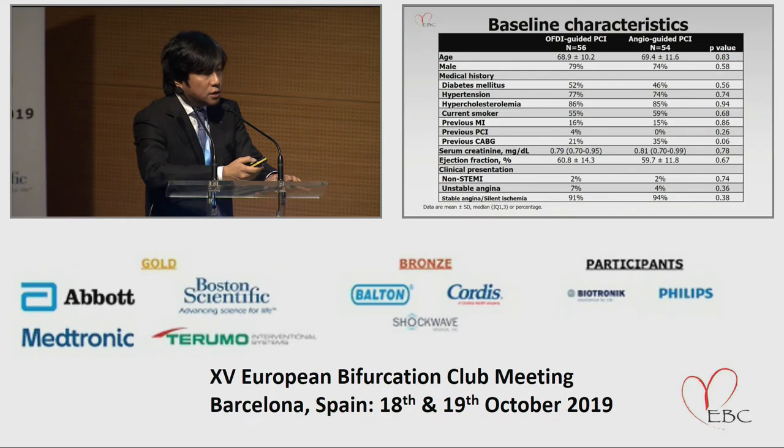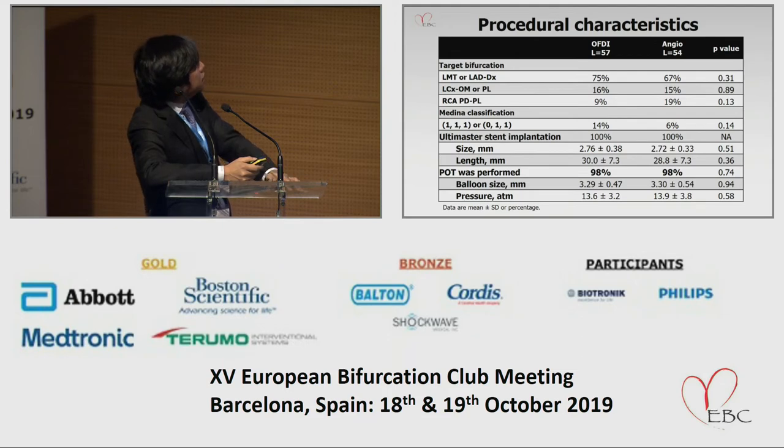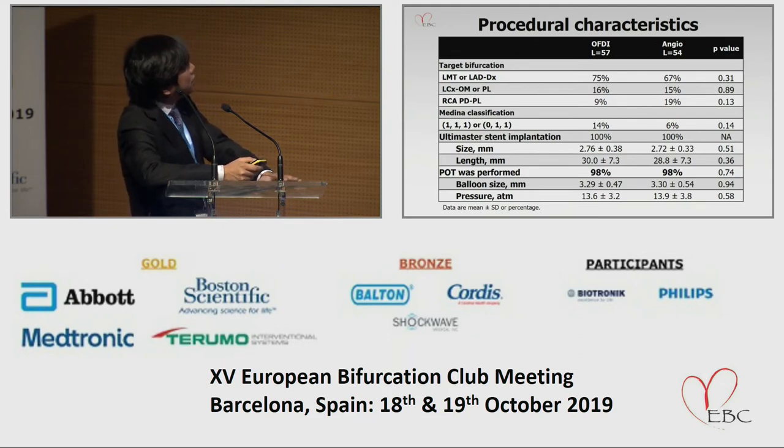So baseline characteristics were quite well balanced. You can really see that there's no difference. These are the procedural characteristics. The majority of the cases were LAD or left main. I think left main was a really small portion, only 7 cases. So the majority were non-left main cases.